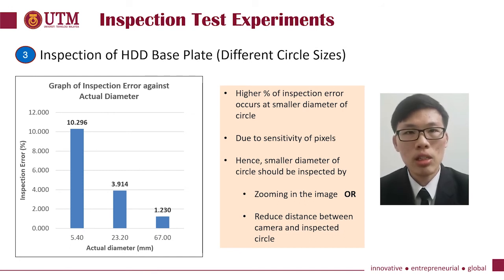This is because the inspected diameter result from the system always shows a deviation of up to plus minus 5 pixels. Therefore, the deviation will have a larger effect and result in a higher percentage of inspection error if the circle is very small. Hence, smaller diameter of circle should be inspected by zooming in the image or reducing the distance between the camera and the inspected circle in order to reduce the inspection error.